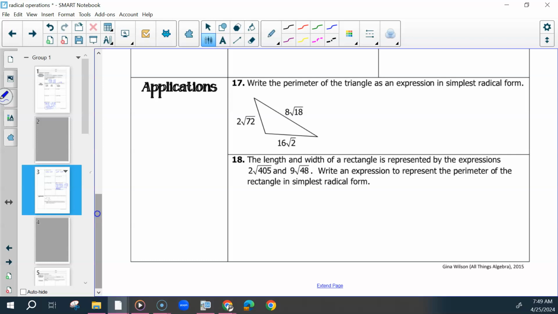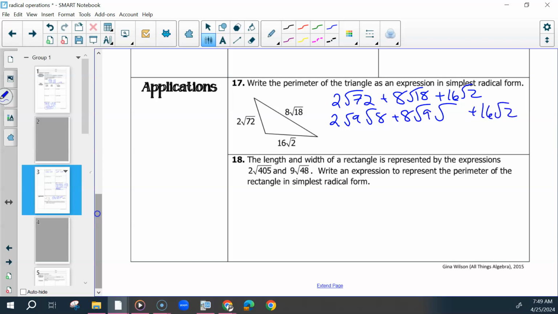Add them. So it would be 2 root 72 plus 8 root 18 plus 16 root 2, not necessarily in that order, just add them all up. 72, the highest perfect square we could break that down into is 9 and 8. And then what about 18? 9 and 2. And both would be a 3. We have 2 times 3 times the square root of 8 plus 8 times 3 times the square root of 2 plus 16 times the square root of 2.